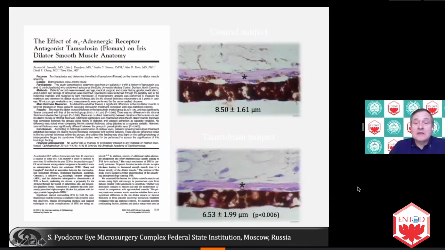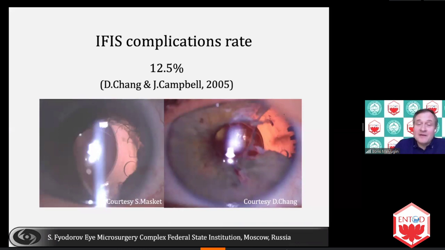So we know that the reason for the intraoperative floppy iris syndrome is actually thinning of the muscle dilating the iris. This is a healthy subject, and we see that the thickness of this muscle is much higher than in the control subject who was taking tamsulosin. And this is a postmortem study of the irises of the patients affected. Patients taking tamsulosin potentially will be affected by the IFIS syndrome.